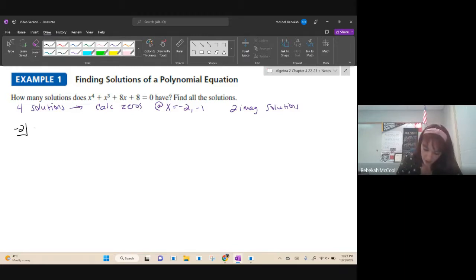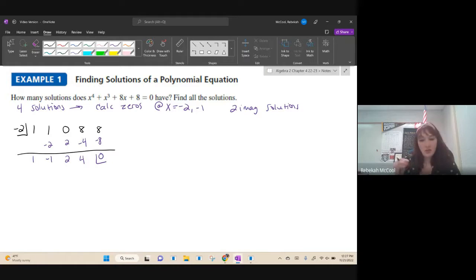Grabbing my coefficients, we've got 1x to the 4th, 1x cubed. There's no x squared term, so I put in 0 for that one. 8x and 8. Following synthetic division, my first step is to bring down my first number and multiply in the corner. -2 times 1 is -2. We add down to get -1. Multiply, -2 times -1 is +2. Add down to get 2. Multiply, -2 times 2 is -4. Add down to get 4. Multiply, -2 times 4 is -8. We add down to get 0. So we divided out our first 0.